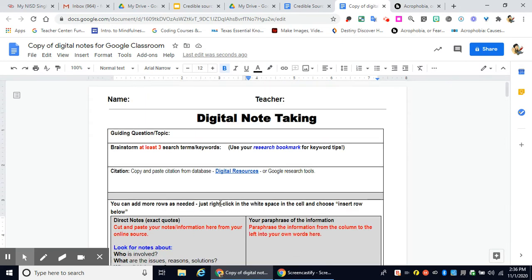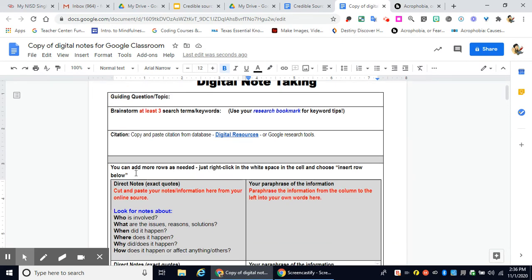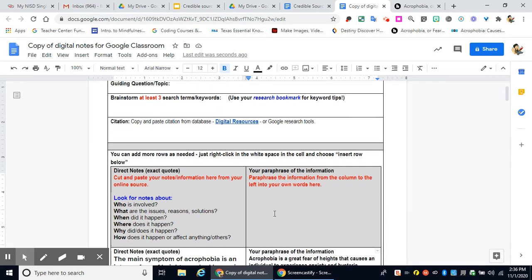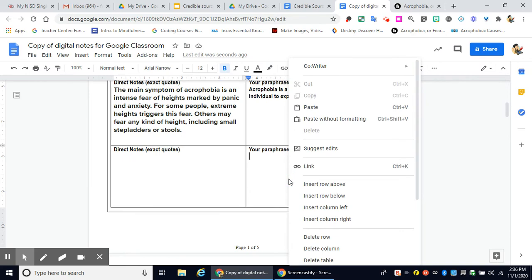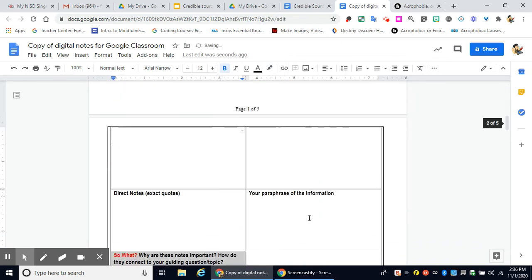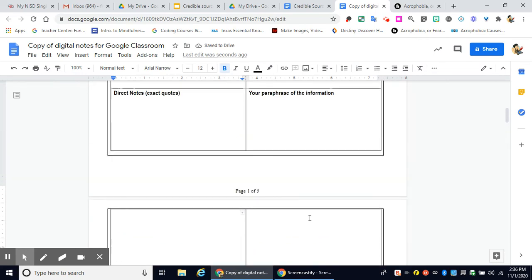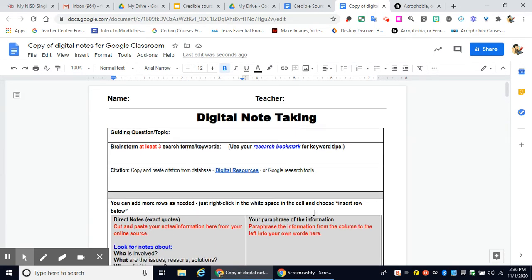And as it points out here to you, in case you forget, it's right here to remind you, you can add more rows by clicking in the white space and just insert row below, okay? Because you will have to keep inserting rows to add more information there as you go along.